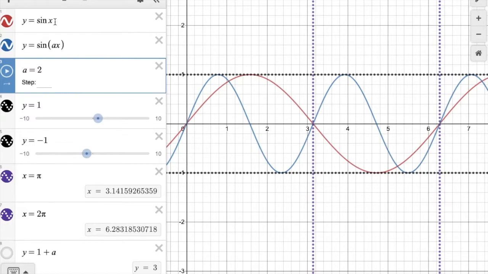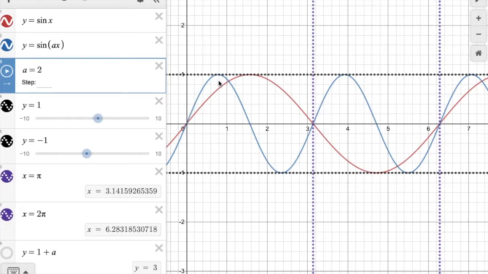However, say this is sine pi. Sine pi is 0, so it stops here. But now a is 2, so it will be sine 2x. When you put pi inside, you have to multiply by 2. That's why it moves faster. If you put 1, it becomes 2. If you put 2, it becomes 4. So it goes pretty fast.